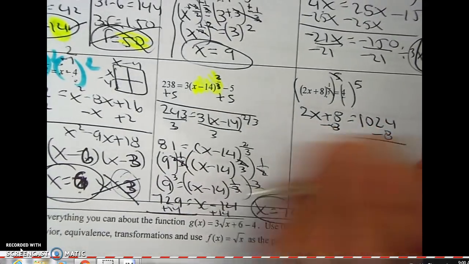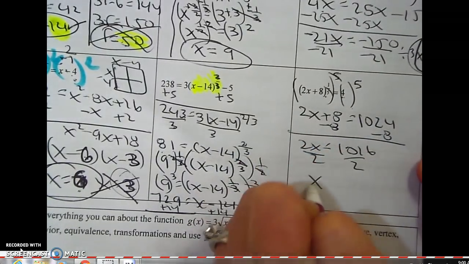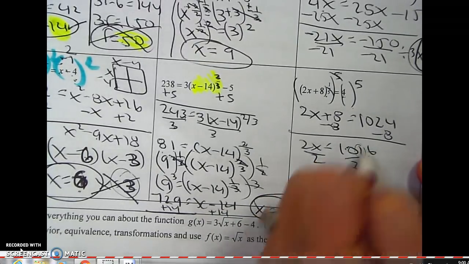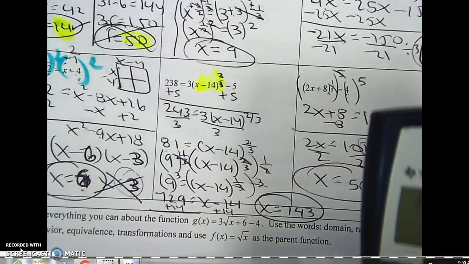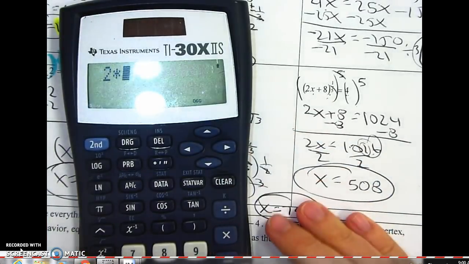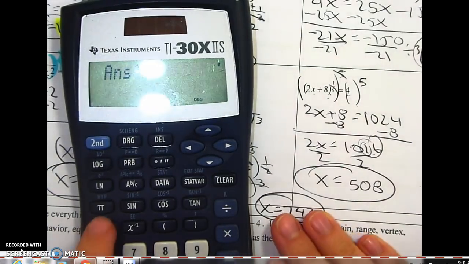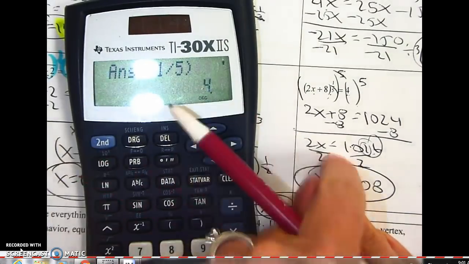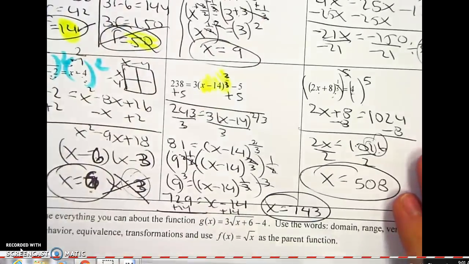Subtract 8. 2x equals 1016. Divide by 2. X equals, goes into it 5 times, goes into it 0 times, and 16 is 8. X equals 508. So now let's check it. Okay, so I'm going to go 2 times 508 plus 8. And they're telling me to take it to the 1/5 power. And I got 4, and that's what I was supposed to get, so I know that I did it right. Okay? All right, let's see.